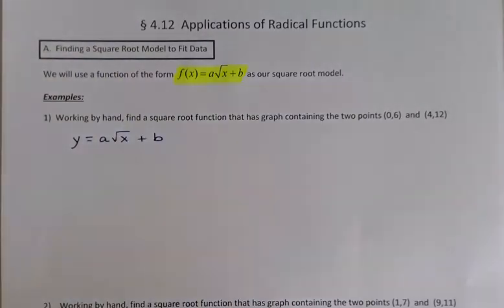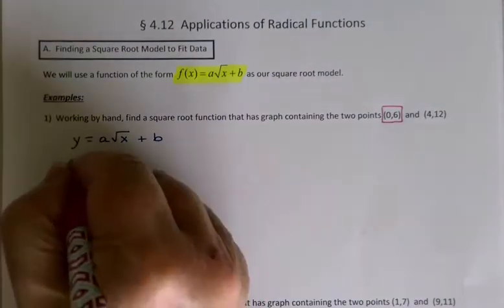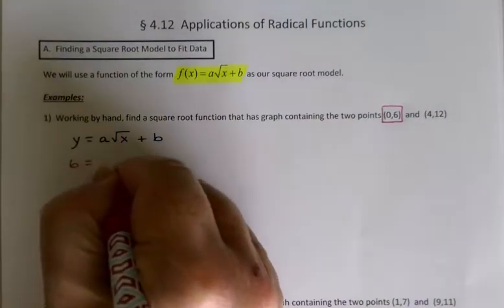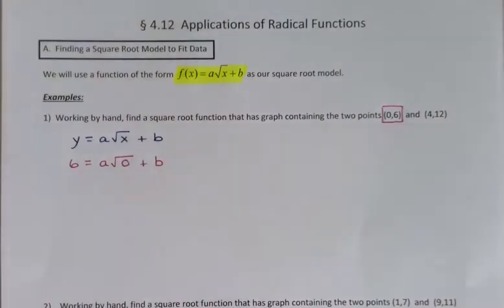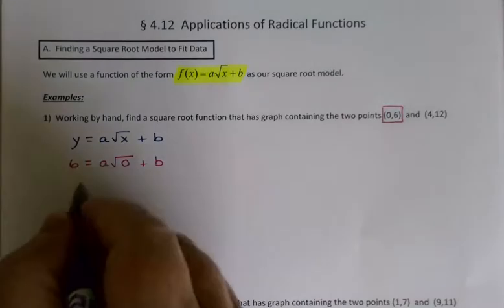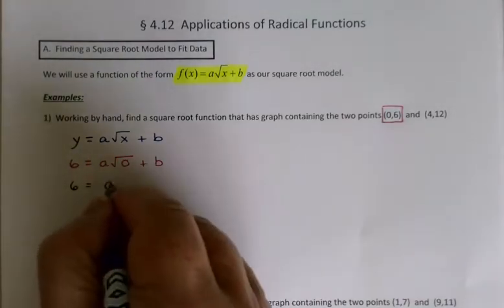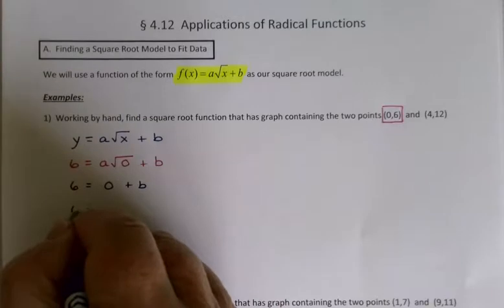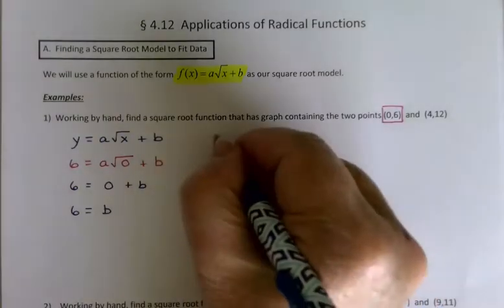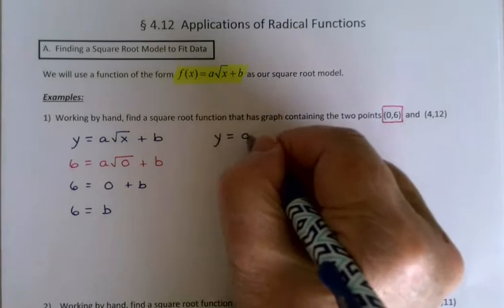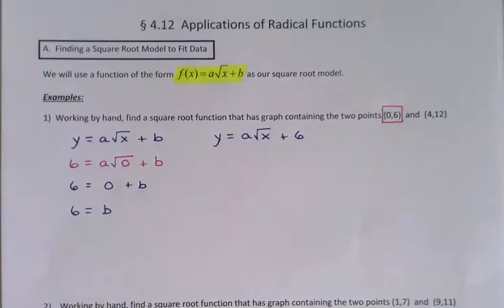And if I plug in the point (0, 6), y is 6, x is 0. That just says that 6 is equal to 0 plus b, or 6 is equal to b. So I now know y equals a times the square root of x plus 6.